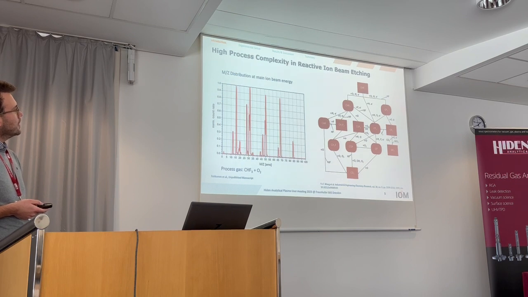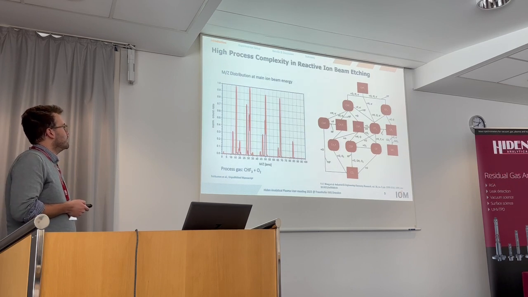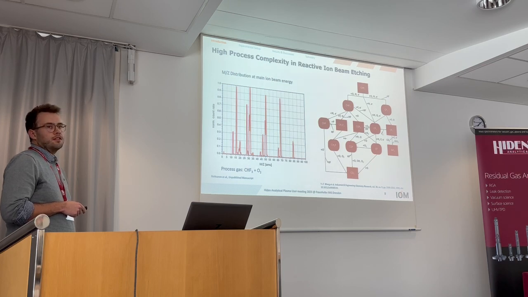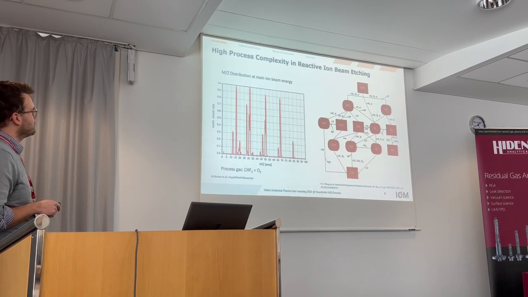And as an example, I've recorded a mass spectrum from our ion beam. So we're using an RF excited ion beam source, and that one is fed with a mixture of trifluoromethane and oxygen. And since you only put 2 different gases inside of your ion beam source, you do not only get CHF3 plus and oxygen, O2 plus ions, but you get a lot of different species in your ion mass distribution at your main ion beam energy.